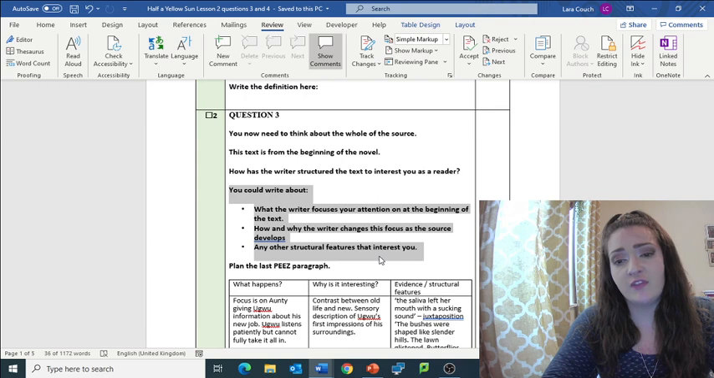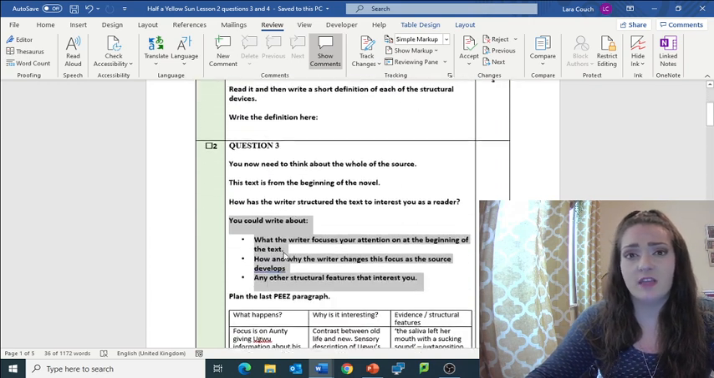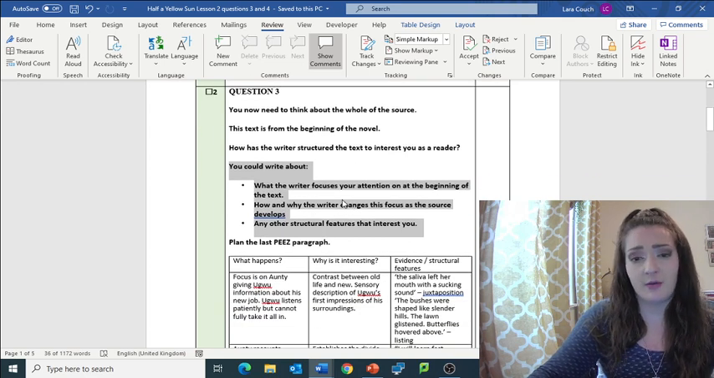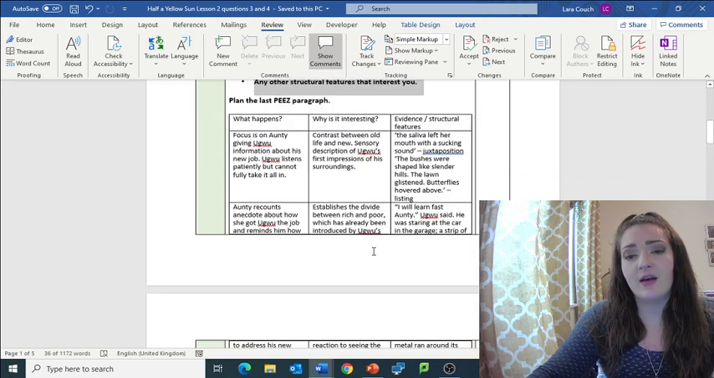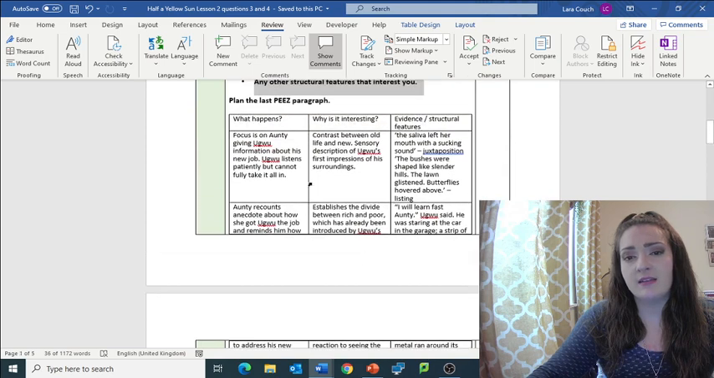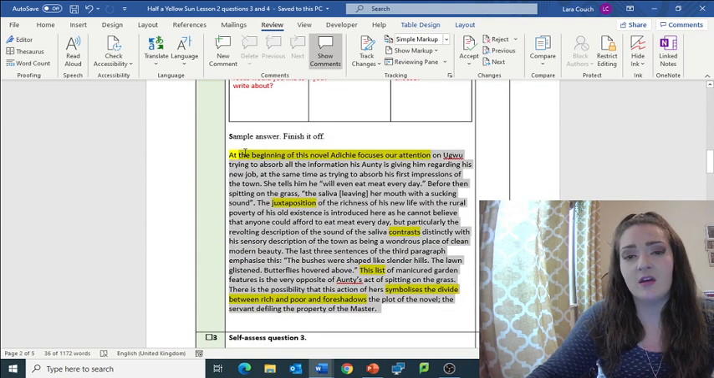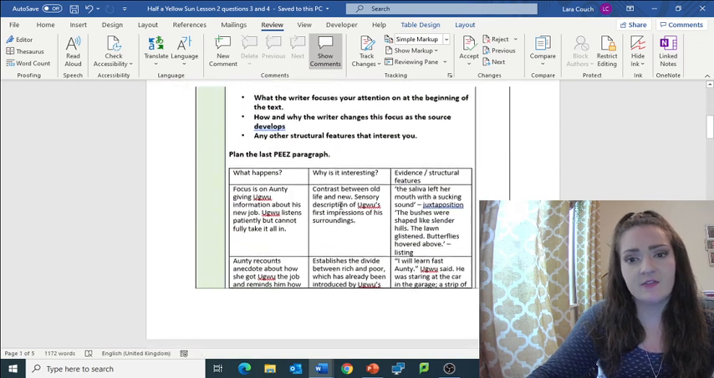Any other structural features that interest you could be any of the things that you've covered in task 1. So your foreshadowing, that's a really great structural device to think about. So what you're going to do now is plan how to answer that question. Miss Finesse has kindly written a planning grid for you and the beginning of a sample answer, so I'll explain that to you now. You want about 3 P's for this section.